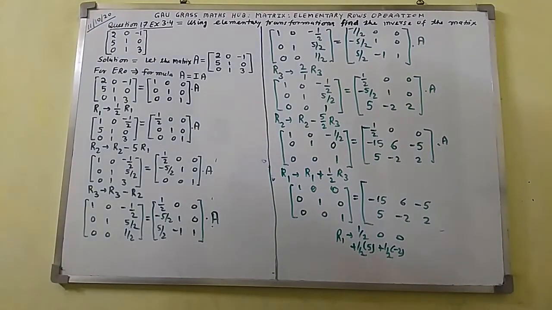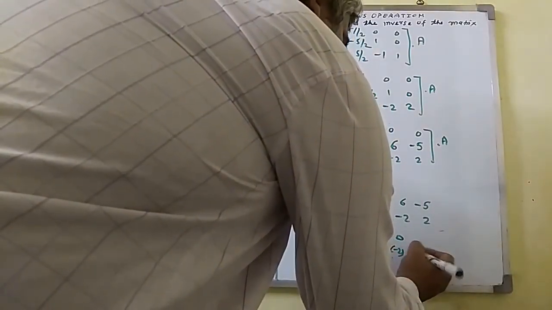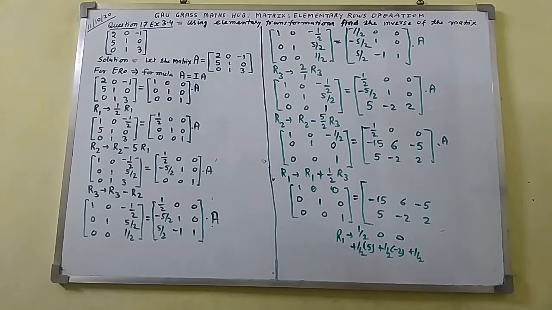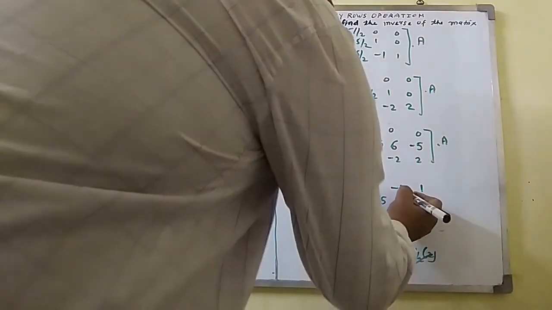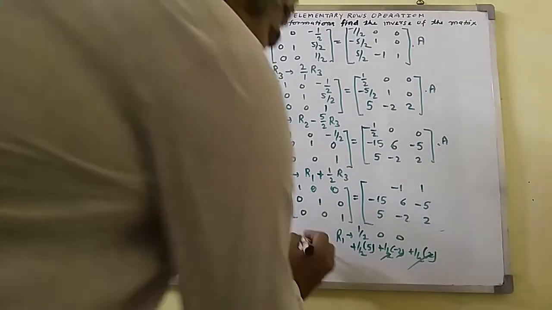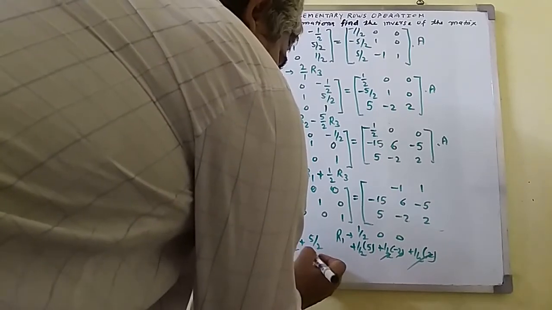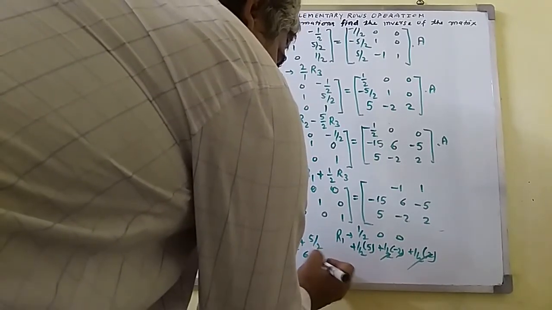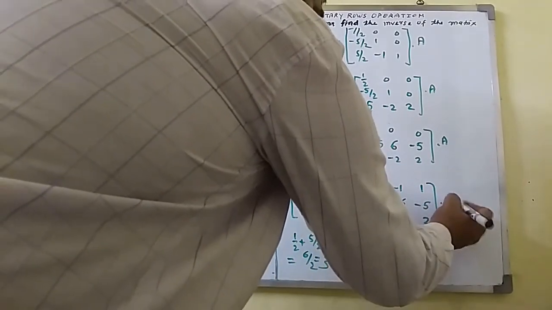Okay. Here I shall write again plus 1 over 2 times R3, and you will get here 2. But this 2 will be cancelled out, here get 1. This 2 will cancel out, here get minus 1. And the calculation will be done: 1 over 2 plus 5 over 2, so here we will get 6 over 2, that is 3. Closing of the square bracket, dot A will be done.